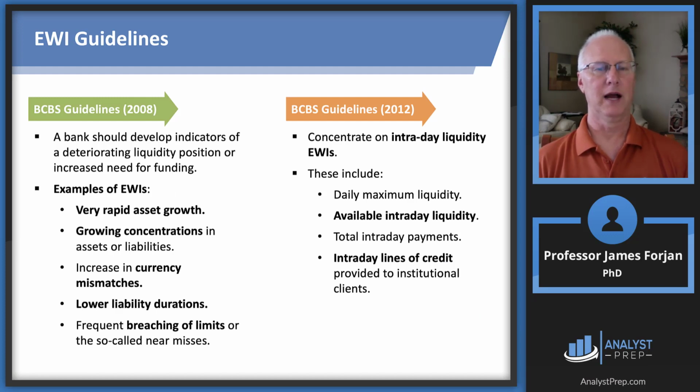How about some other guidelines that are out there? Boy, and these are repeated. Look: very rapid asset growth, growing concentrations, currency mismatches, lower liability durations. We talked about the maturity just a minute ago, and I mentioned duration, and don't forget convexity in there.